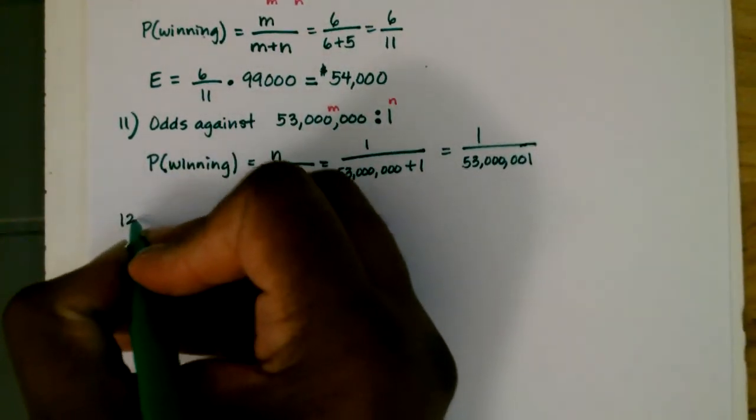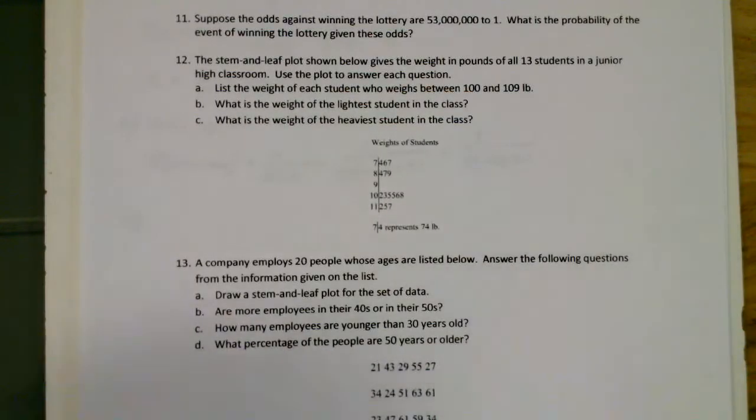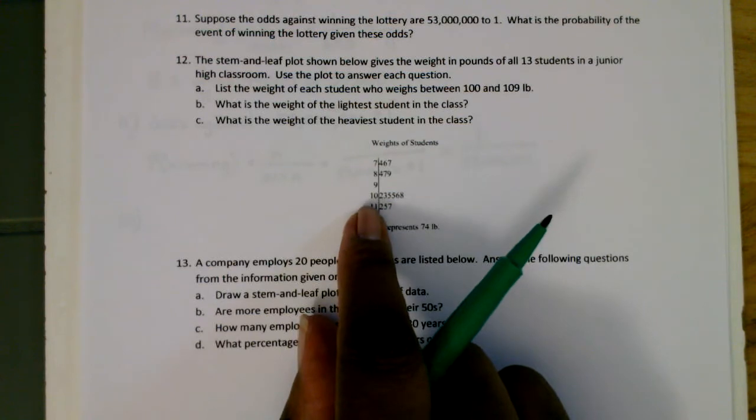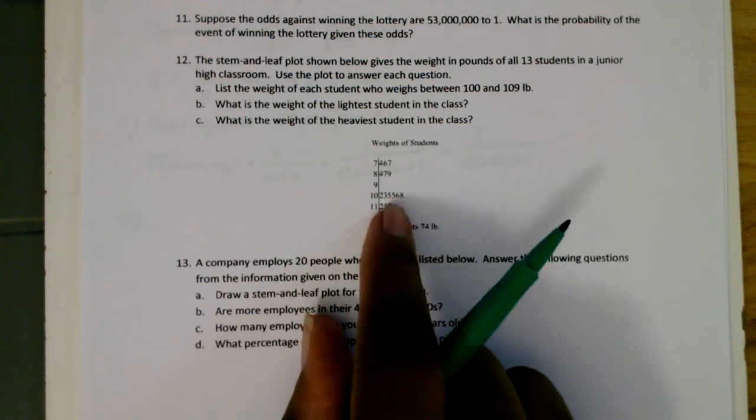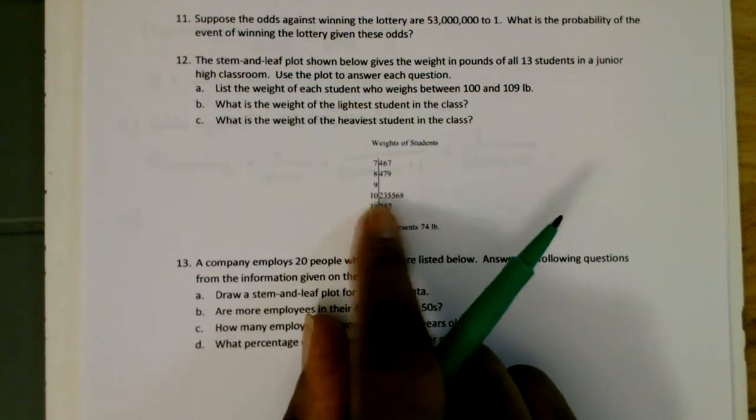All right, number 12 is this. The stem and leaf plot shown below gives the weight in pounds of all 13 students in a junior high classroom. Use the plot to answer each question. In part A, they want you to list the weight of each student who weighs between 100 and 109 pounds. So here's our stem plot right here. That 10 represents the number 100. Each leaf represents the values between 100 and 109 in this case.